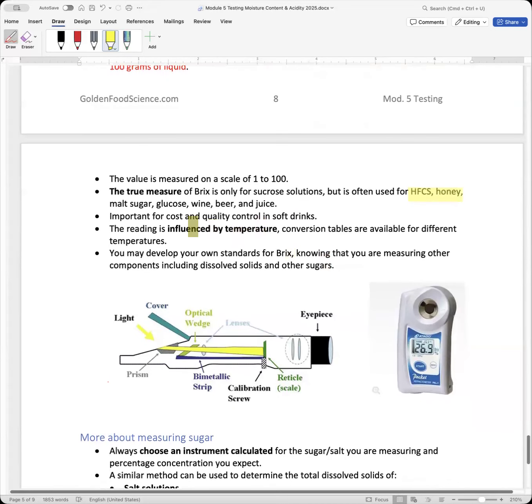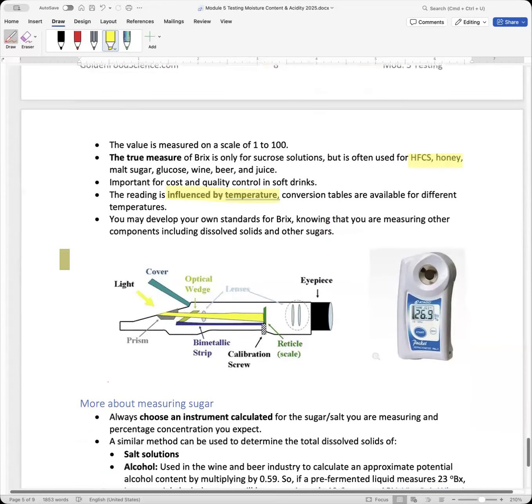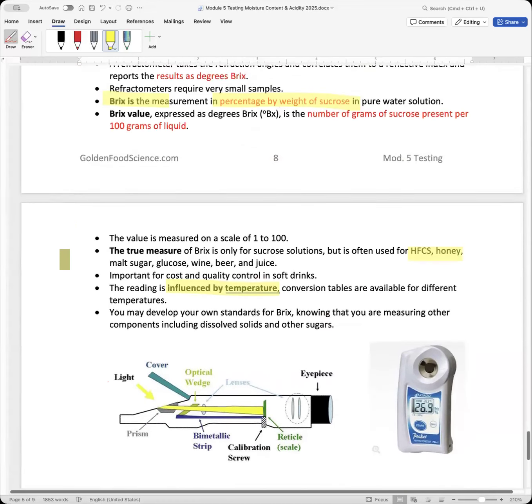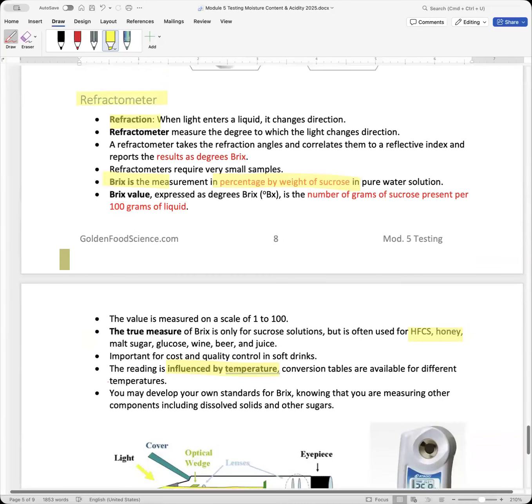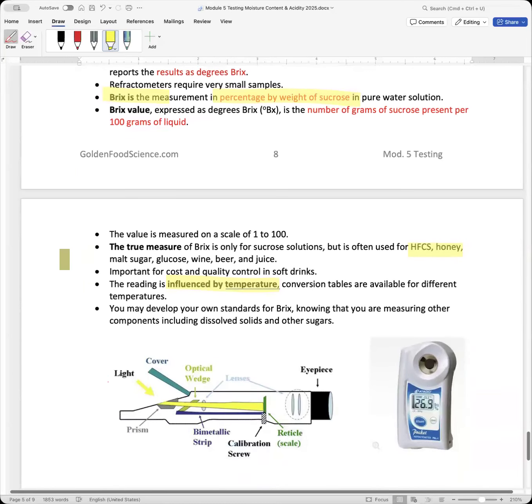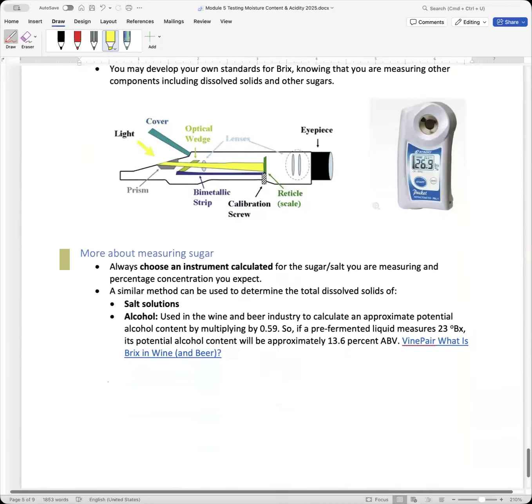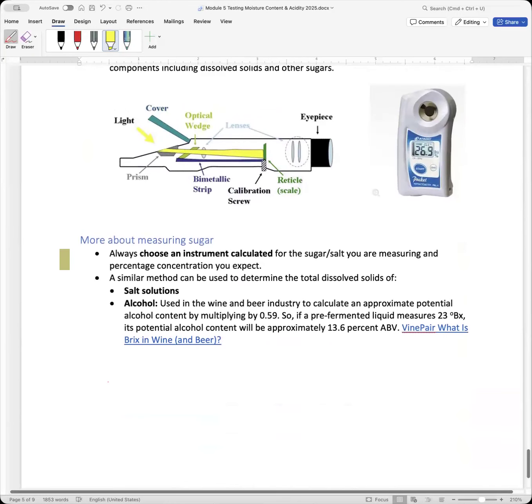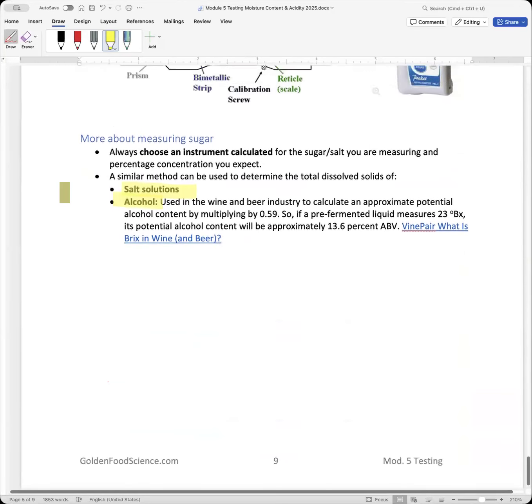Again, it's influenced by temperature, so be sure that you're using the same temperature, since it's temperature dependent. Always use the right solution. There are similar methods for salt and alcohol. So there you go. Pretty sure you were measuring the salt concentration.